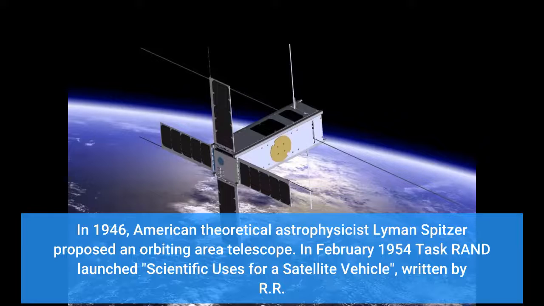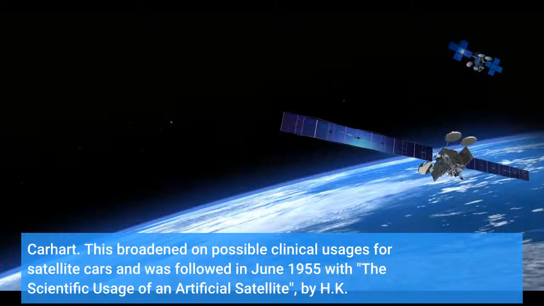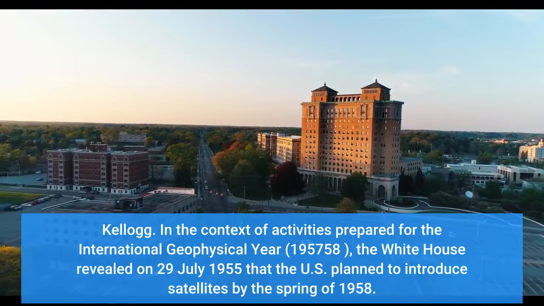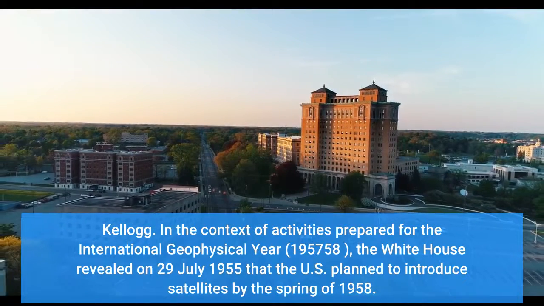In February 1954, Project RAND released Scientific Uses for a Satellite Vehicle, written by R.R. Carhart. This expanded on possible scientific uses for satellite vehicles and was followed in June 1955 with The Scientific Use of an Artificial Satellite, by H.K. Kellogg.